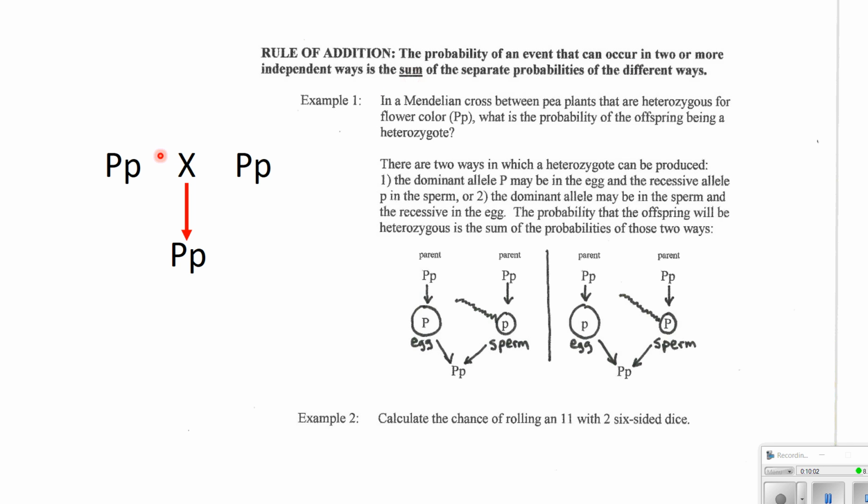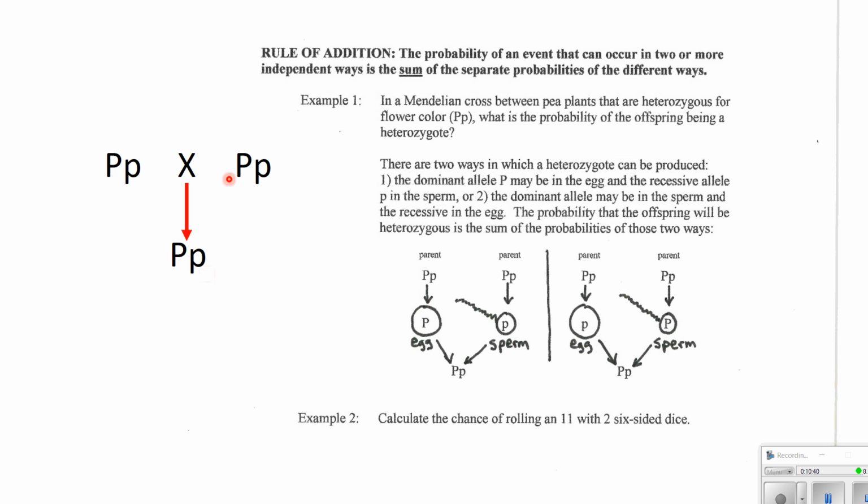Okay, so let's suppose we have our same two pea plant parents, big P little p crossed with a big P little p, but this time we want to know what is the probability that the offspring is also heterozygous, not little p like before, but this time big P little p. Well, if you do a Punnett square, you can very quickly determine that it's 2 out of 4. It's a 1 out of 2 chance or a 2 out of 4 chance, 50% chance. But let's understand why that is using the rule of addition.